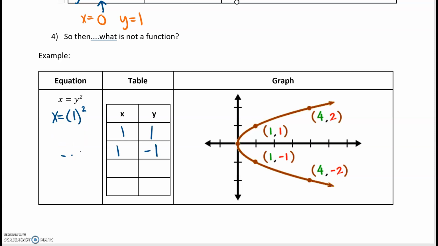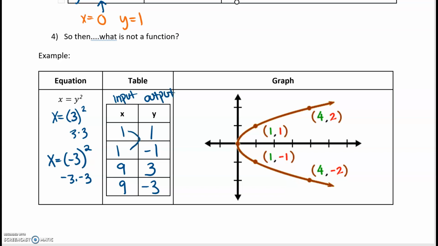Okay, I'm going to keep going with a few other examples just so you can see what happens here. Let's say y is 3. 3 squared is 3 times 3, which is 9. Now let's say y is -3. -3 squared is -3 times -3. Okay, so a negative times a negative is positive. And what you will notice is when I plugged in 1, I got out two different values. And when 9, again, I should remind you, x is the input, y is the output. I just flipped around the order here. So when your input is 1, your output is 1 or -1. When your input is 9, your output is 3 or -3.